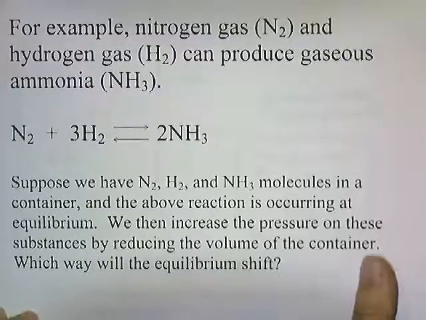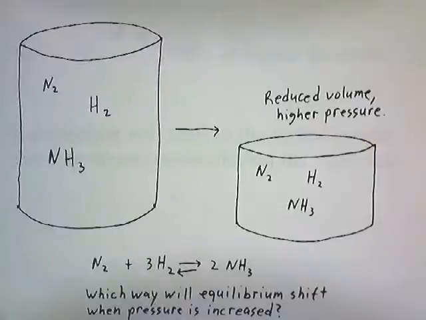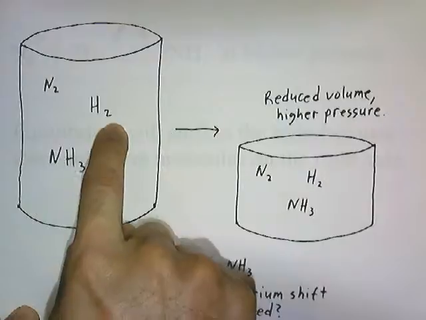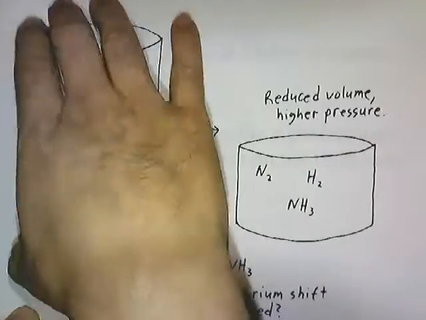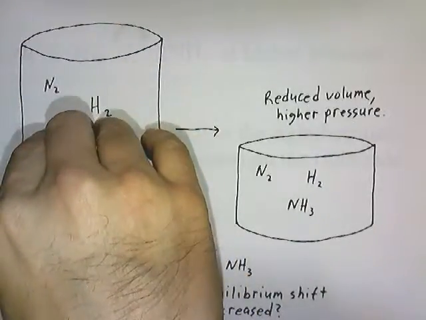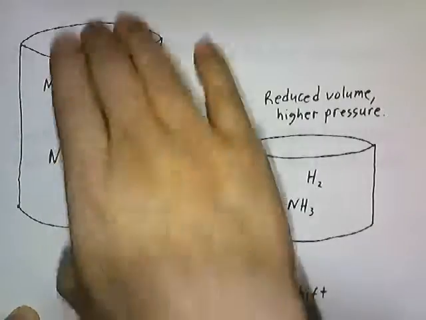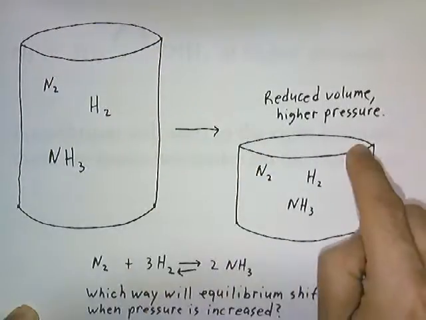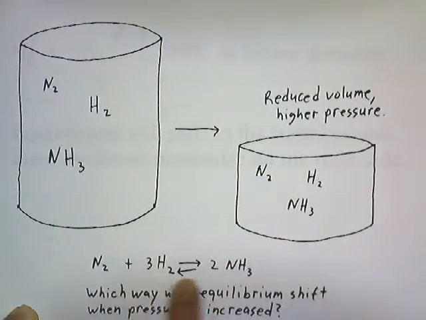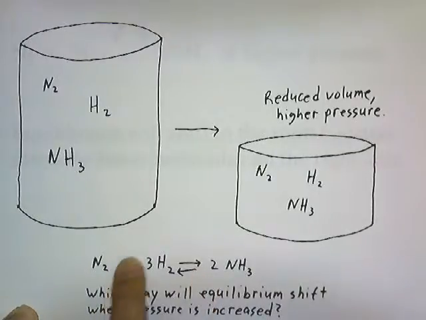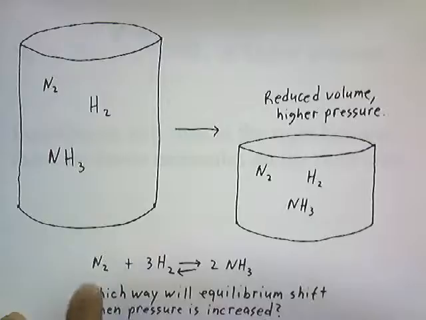All right, so here's our container, and it contains nitrogen gas, hydrogen gas, and ammonia gas. And then suddenly we squash the container and make it smaller. That's how we increase the pressure. So if we increase the pressure by reducing the volume, which way is this equilibrium going to shift? Is it going to shift in this direction and produce more NH3, or is it going to shift in this direction and produce more N2 and H2?